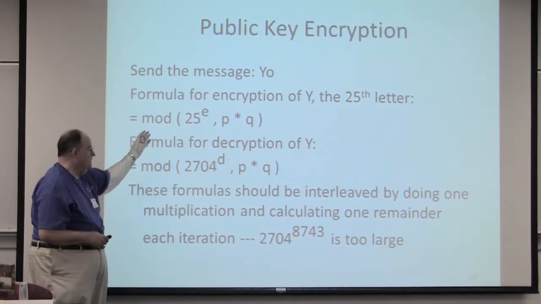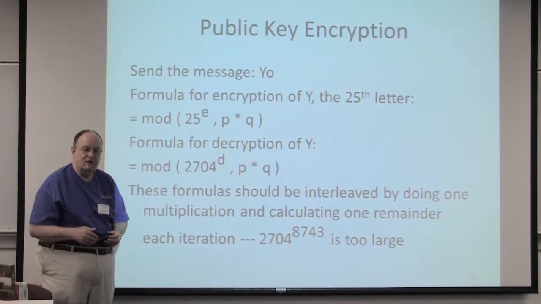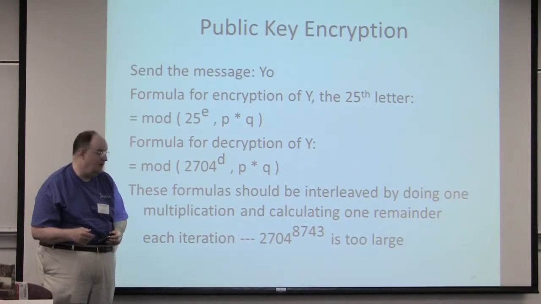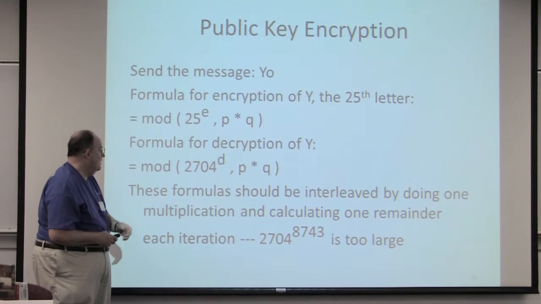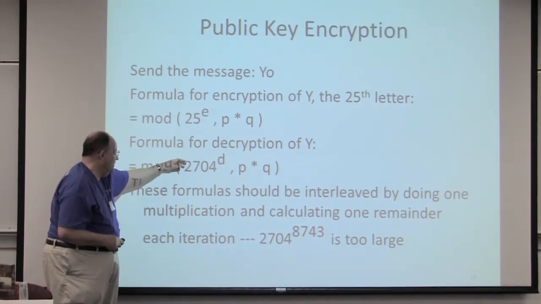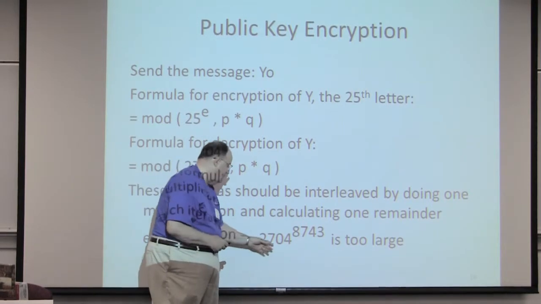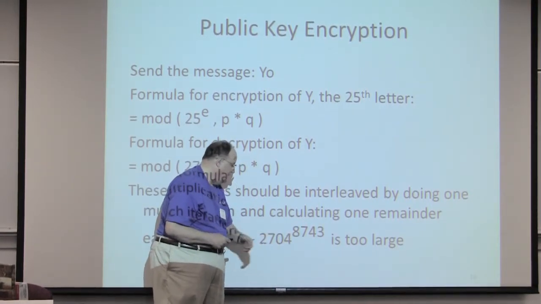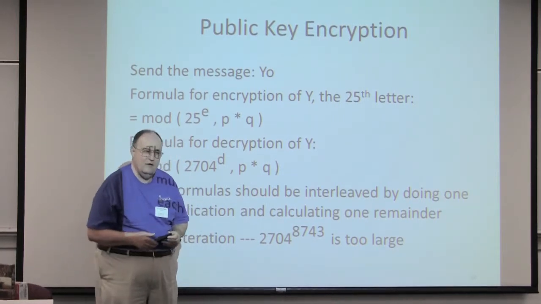Now, here's the formula that does the encryption. We're going to send the message yo. Y is the 25th letter in the alphabet. O is the 15th letter in the alphabet. So here we have Y to the E power, and it turns out that 2,704 to the 8,743 power is too big a number for the computer to handle.